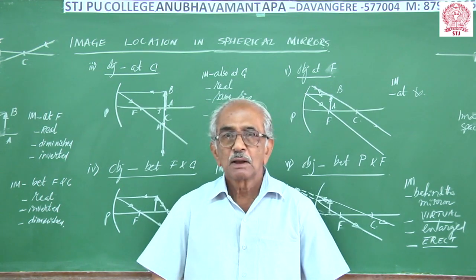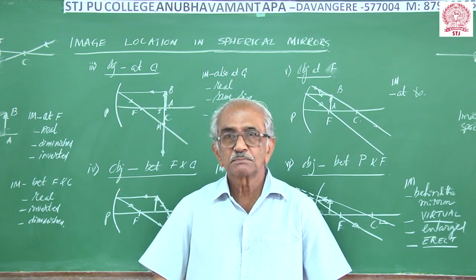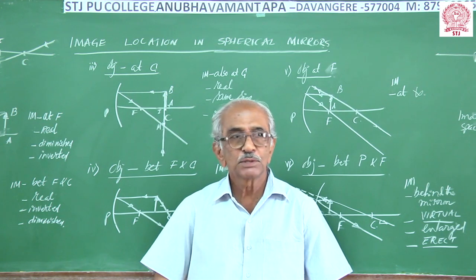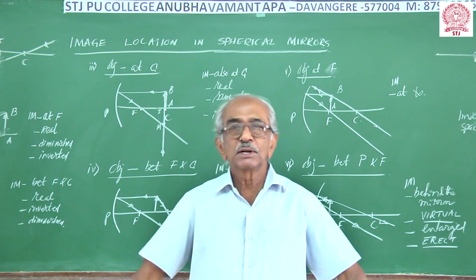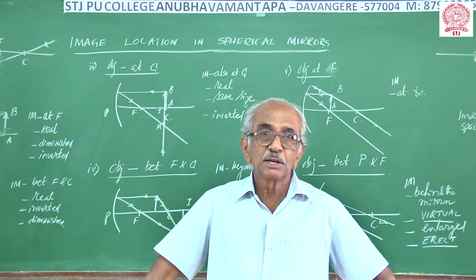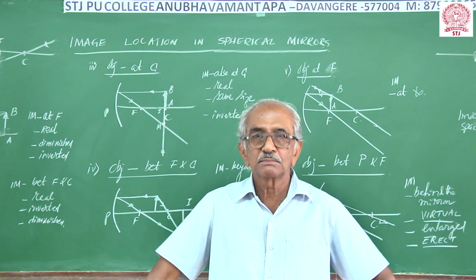Then, a ray passing through the center of curvature. Remember, a spherical mirror is a part of a sphere. The line joining the center to any point of the sphere is always normal. Therefore, a ray passing through C is incident normally, which means i is 0. Therefore, r is also 0. That is, a ray passing through C retraces its path.